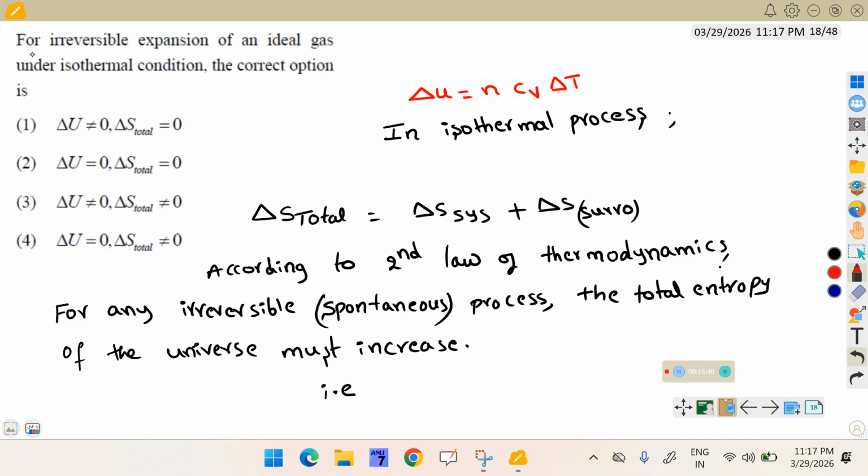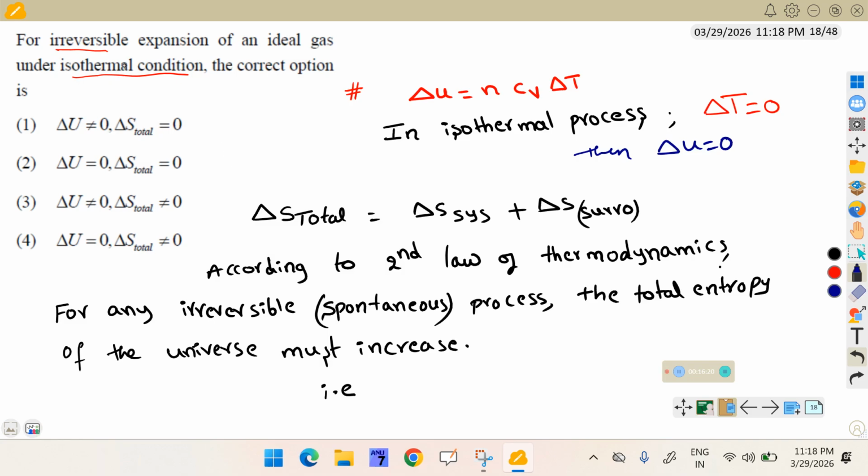Given for irreversible expansion of an ideal gas under isothermal conditions, the correct option is? Delta U is calculated by delta U equals nCv delta T. Given condition is isothermal condition. In isothermal condition, temperature remains constant, so the value of delta T is equal to 0. Substitute 0, then you will get delta U equals 0.